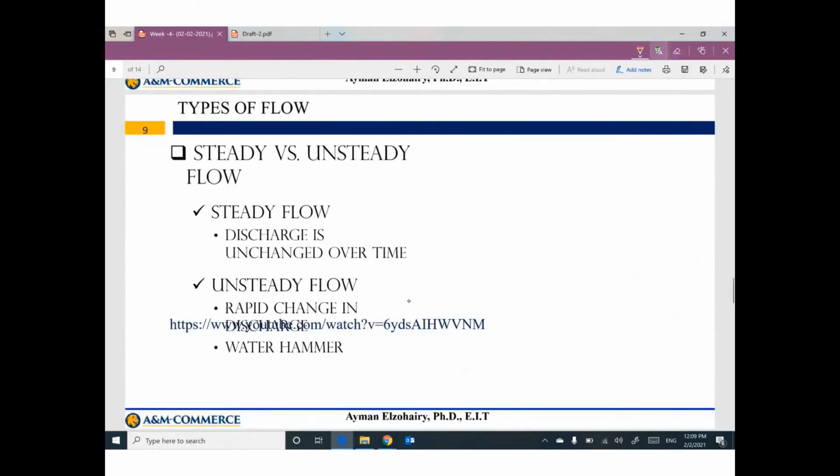Sometimes we have another category. Sometimes your flow can be called steady flow, sometimes unsteady flow. Steady flow, if you have discharge that is constant over the time. Discharge Q is constant over the time. That means the flow is called steady flow.